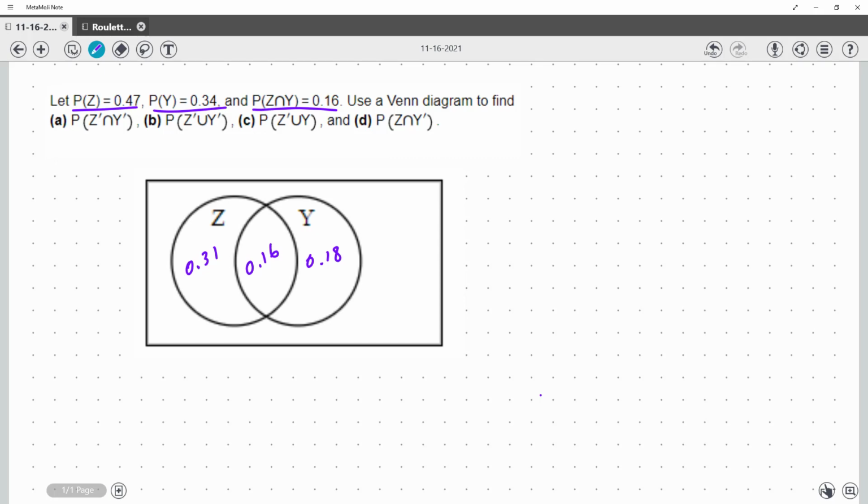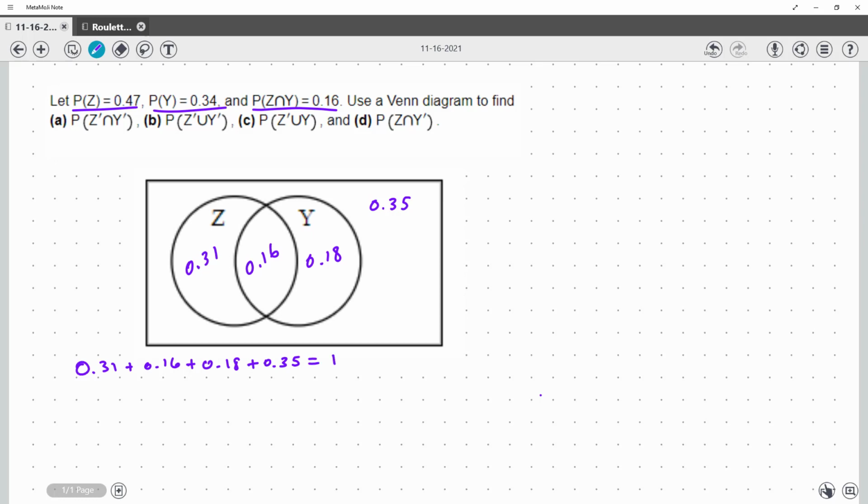Now remember that all probabilities must add to 1. So what that means is if I add up these probabilities that I have written down, I get 0.65. So there has to be 0.35 outside, because if you add these probabilities, 0.18, and then the not z or y, you should get 1.